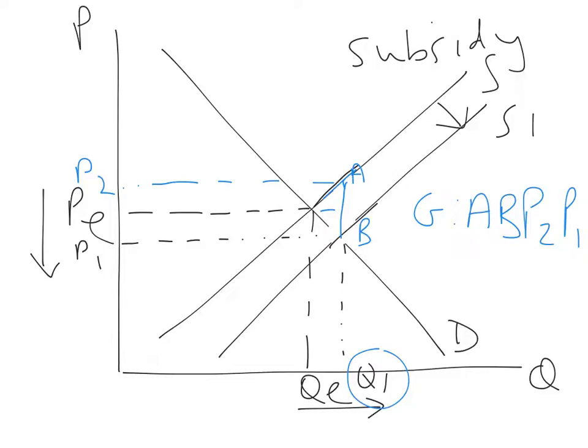Now, you should see from the diagram that the consumer was paying PE and is now paying P1. And so if we're to look at it in terms of the benefit they're getting, that distance there between C and B in the form of the lower price. So you should also be able to see here from the diagram that the producer is keeping some of that subsidy for themselves. The distance between A and C is the amount that they're keeping themselves.